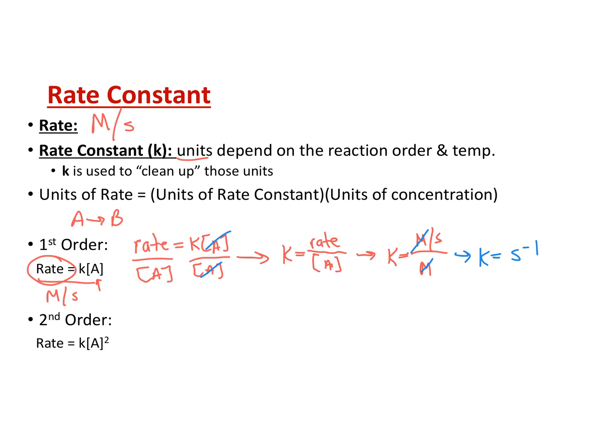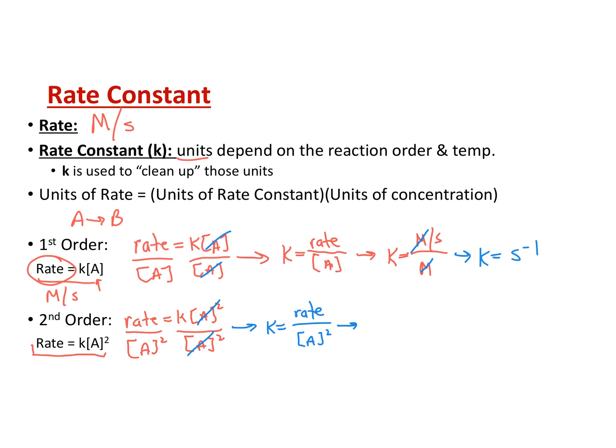Do the same analysis for a second order reaction, where the rate law is now concentration of A squared. So rate equals my rate constant times the concentration of A squared. Again, I'm going to divide both sides by A squared in this case. So that cancels out, and I have the rate constant equals rate divided by A squared now.